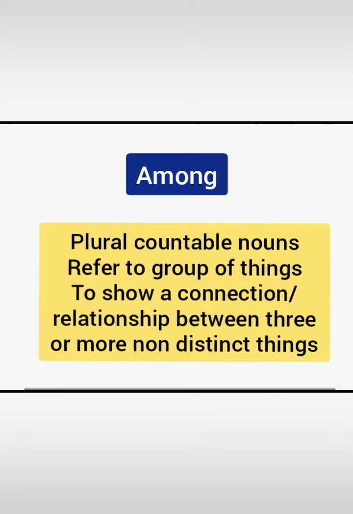So among is used in case of plural countable nouns. It refers to a group of things. It shows a connection or relationship between three or more non-distinct things.